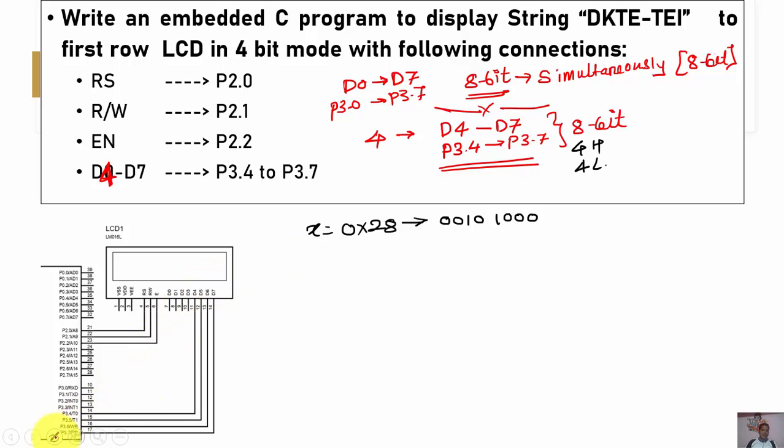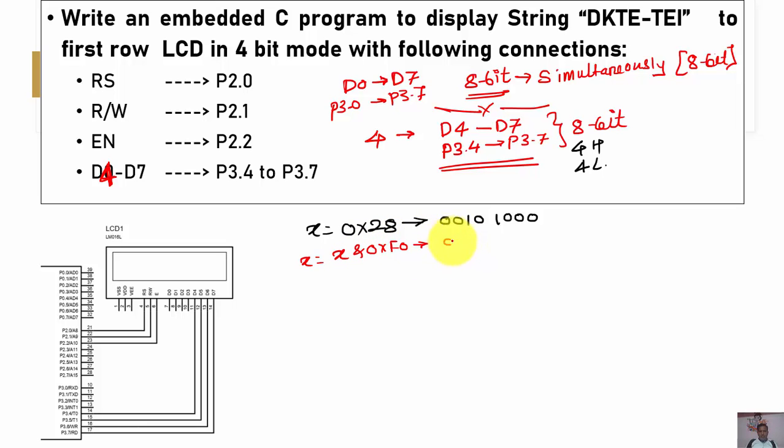So what will we do? First, I am going to mask the lower 4 bits, right? For that, I am going to do the ANDing. So what will be my next step? x = x AND 0xf0.